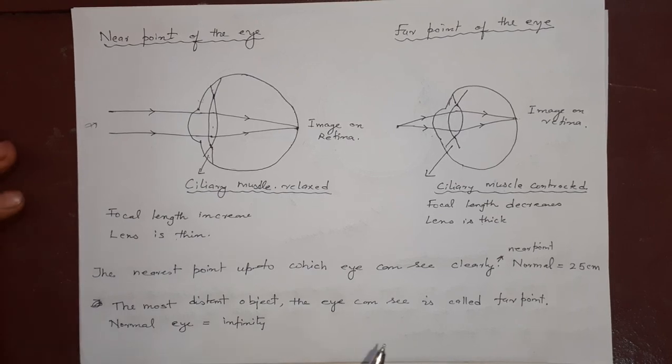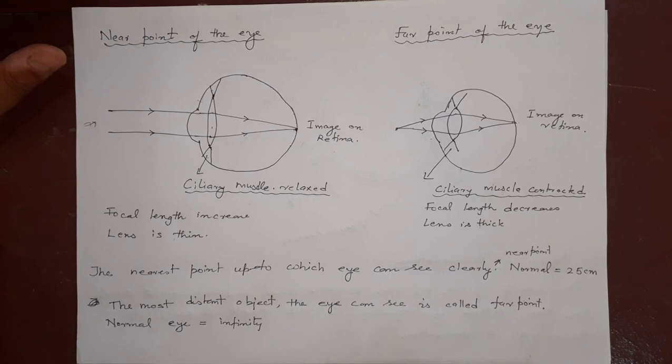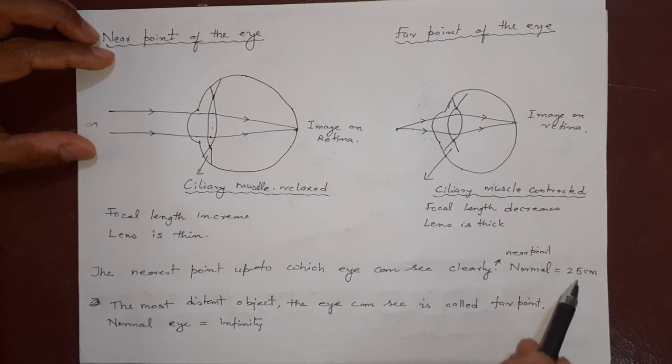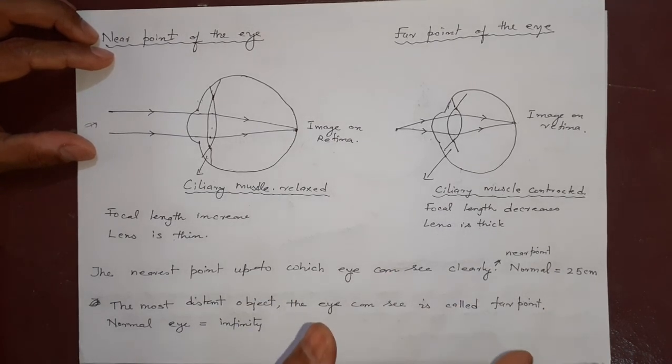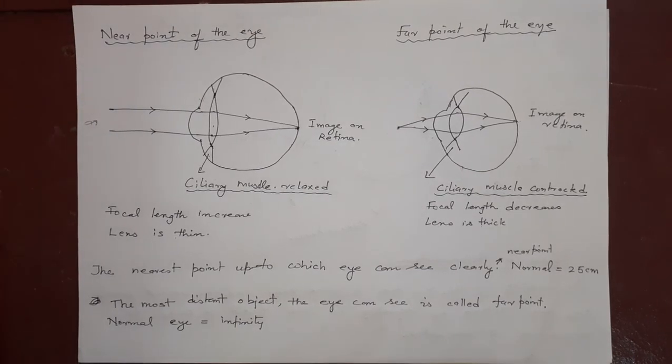So this way, in this lesson we have studied what the power of accommodation is, what the far point and near point are, and what the least distance of distinct vision is, which for a normal eye is 25 centimeter. We also studied the parts of the human eye, the pupil, the iris, all that. So thank you, this is all in the first lecture. Thank you.